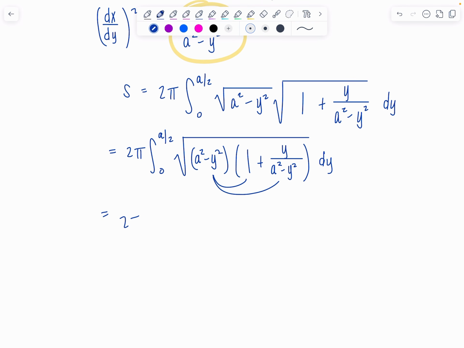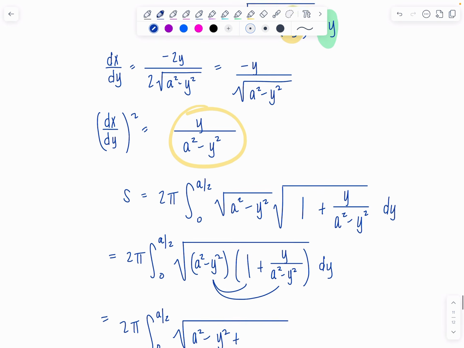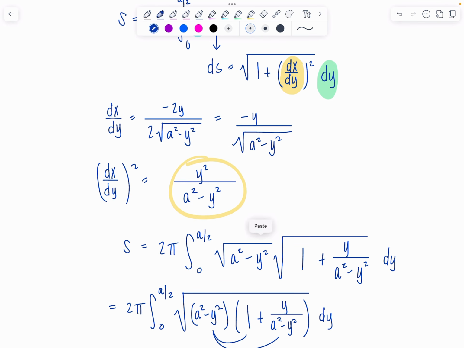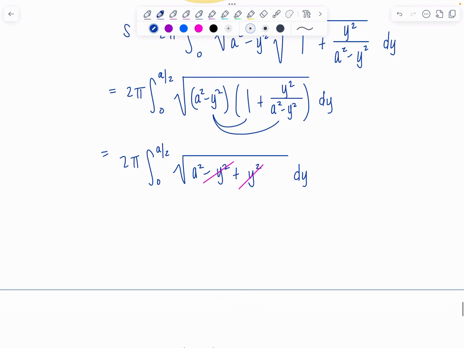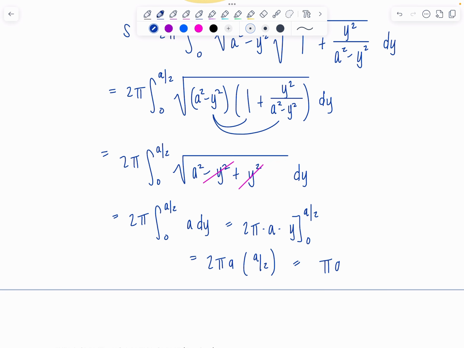So then this is 2 pi 0 to a over 2 square root a squared minus y squared plus, I forgot to square this. Holy smokes, that would have ruined everything. Squared y squared. Okay. I was like, I know they should cancel. There we go. Okay, so then that's going to be 2 pi integral 0 to a over 2 a dy. And then you're going to have 2 pi times a times y, evaluated from 0 to a over 2. So that's 2 pi a times a over 2, which is pi a squared.